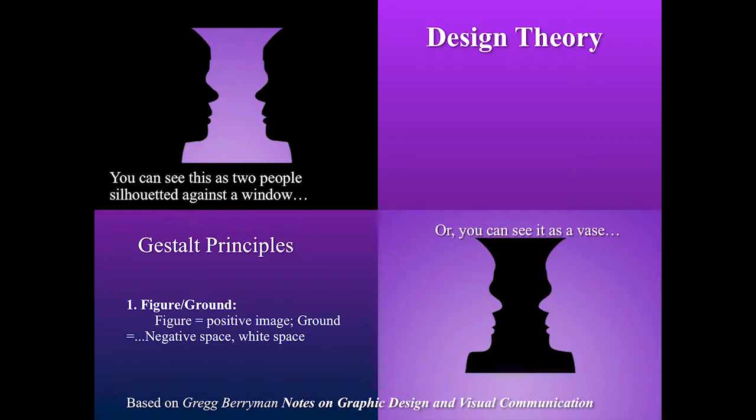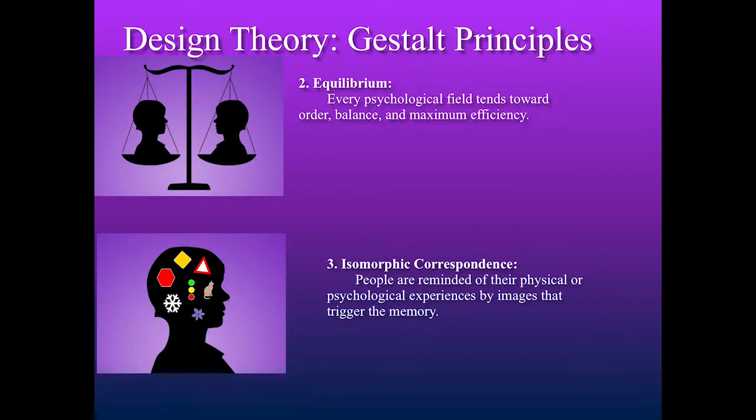So you can have images that will flip, like here you've got 2 people silhouetted against a window, or when you change the colors, you can see it as a vase. So the shapes are just basically there, and it's the figure-ground relationship. And you can use this to your advantage. You can have figure ground that sort of goes back and forth when the person's looking at it.